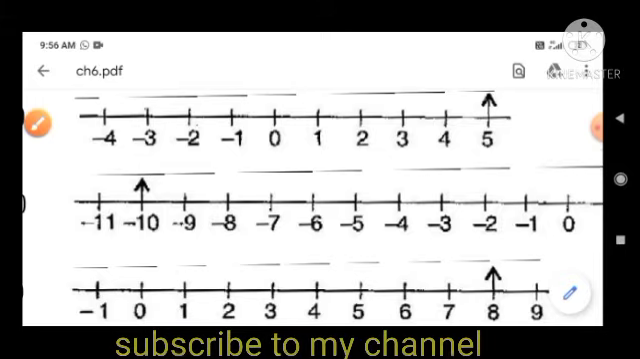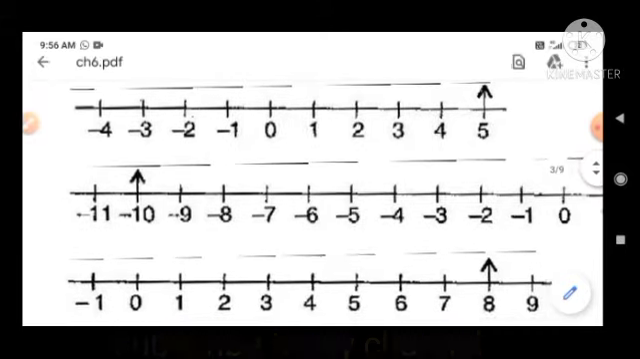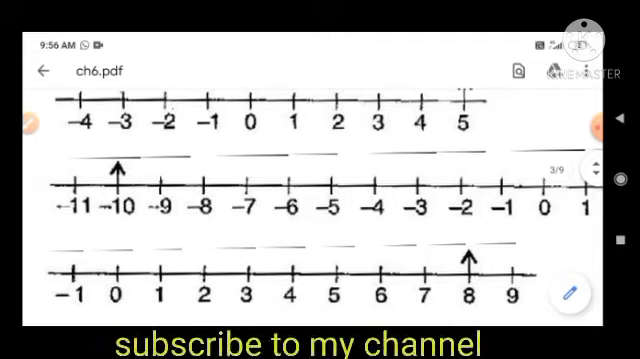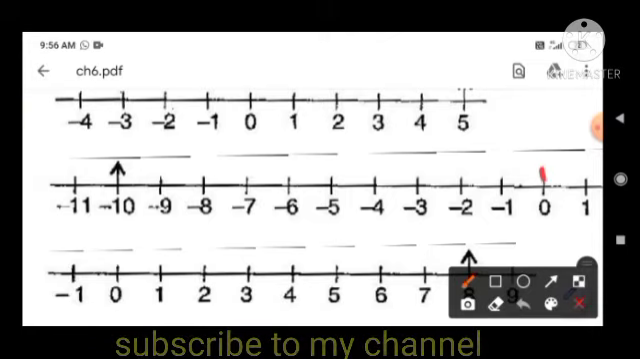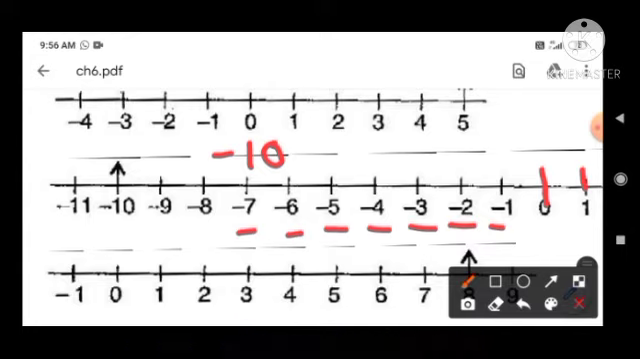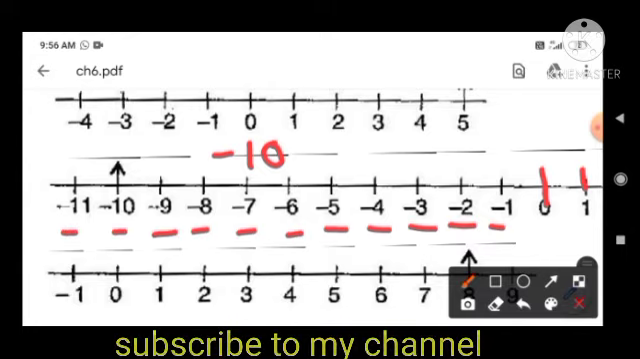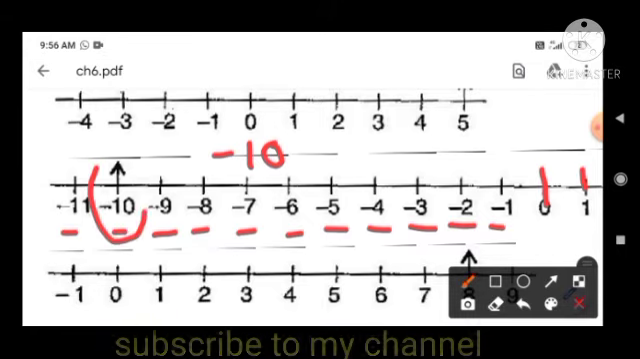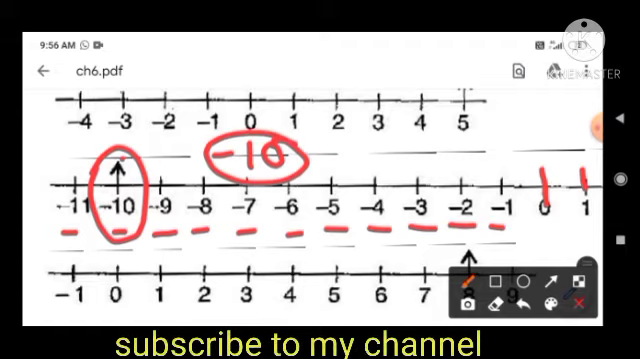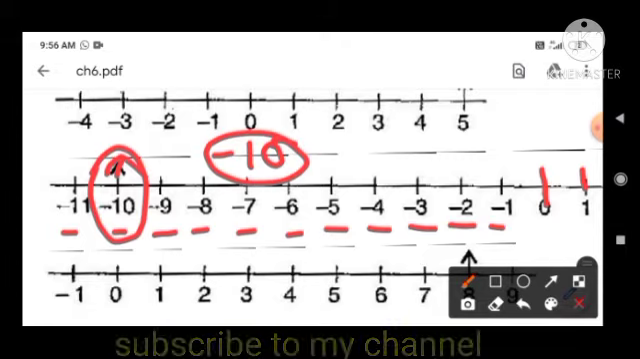So you can just start from 0. This is 0, then this is 1, and we are going to place minus 10, isn't it? Minus 10 will be on the left side. So I have written minus 1, minus 2, minus 3, minus 4, minus 5, minus 6, minus 7, minus 8, minus 9, minus 10 till 11. This is enough, isn't it? So where is minus 10? This is minus 10. So the position of the integer minus 10 is here, isn't it?